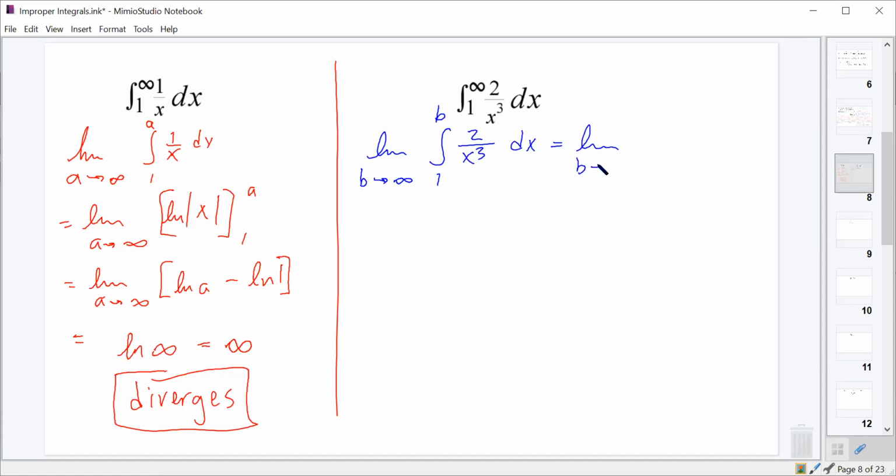That ought to become the limit as b approaches infinity of, well, what's the integral of 2/x cubed? That's 2x to the -3, right? So go up to -2 and divide. What do we get? We get negative 1/x squared, or negative x to the -2 if you prefer, from 1 to b. Good or no?